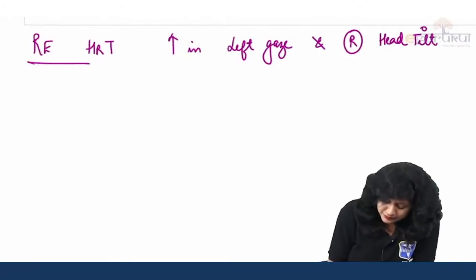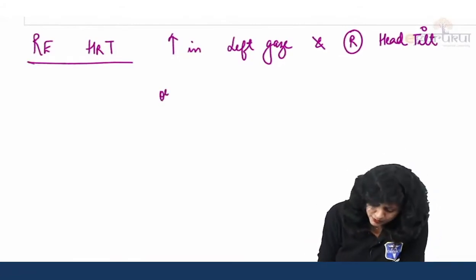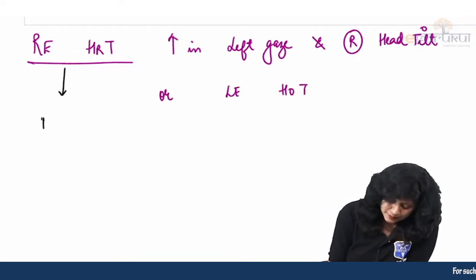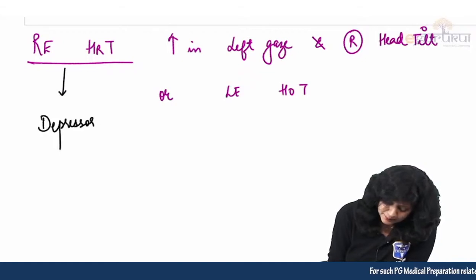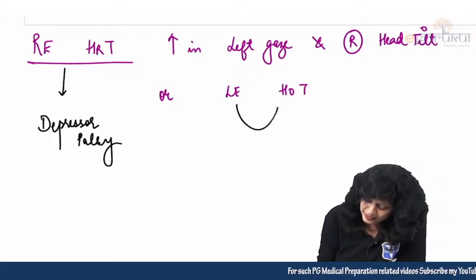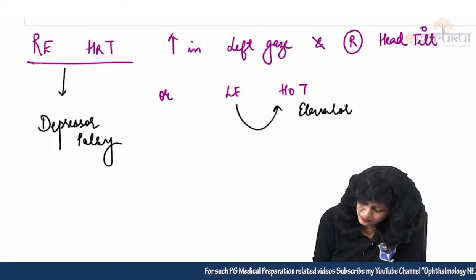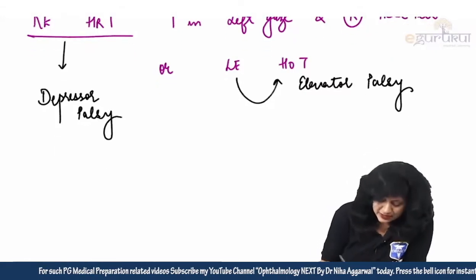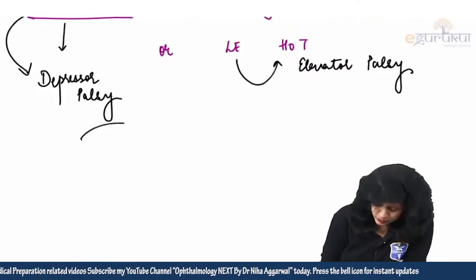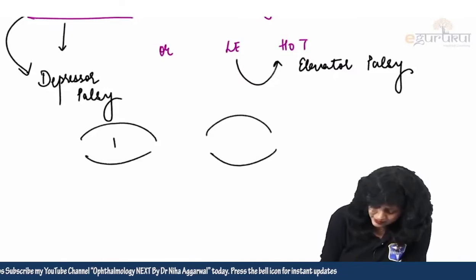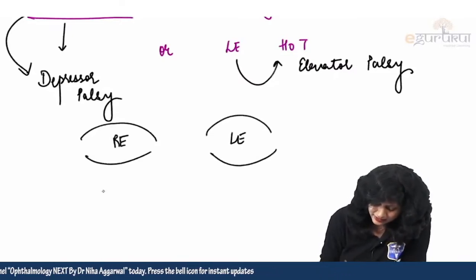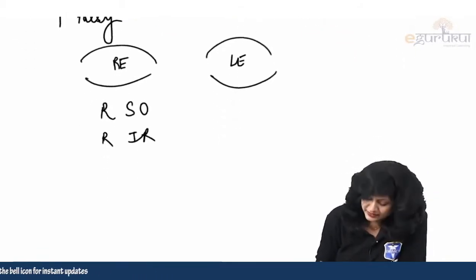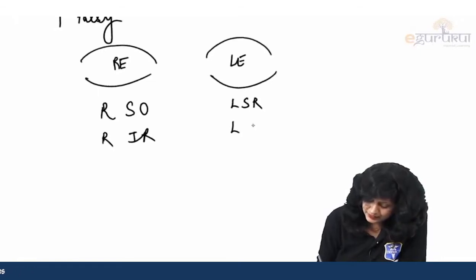So either we have the right eye hypertropia or the left eye hypotropia. How to solve such a question? Right eye hypertropia means we could have a right eye depressor palsy, or we could have a left eye elevator palsy. Now what are the depressors of the right eye? We have the right eye here, and the left eye here. The depressors are the right superior oblique or the right inferior rectus. The left eye elevators are the left superior rectus or the left inferior oblique.